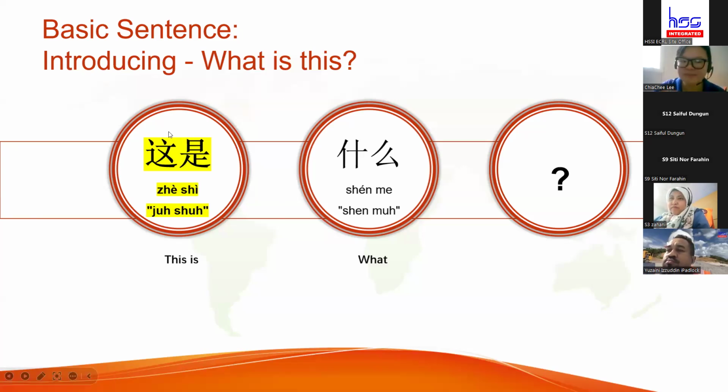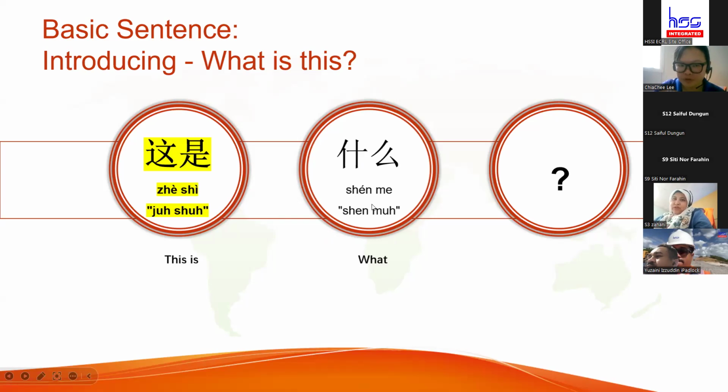Okay, let me continue. 这是, when it is standing alone, it means this is, okay, 这是. And then when 什么 stands alone, it means what. So 什么 is second tone and neutral tone. 什 will be 什 and then 么 is neutral tone.